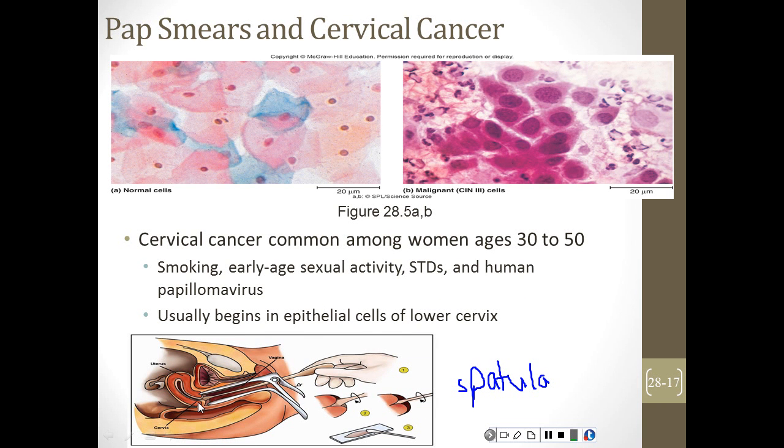Okay, remember we talked about there were 2 areas. We have the internal os, then we have the external os. But that's that area that they're going to scrape. Okay, this is the area that you usually see the changing of these epithelial cells, and that's why they scrape here, just to make sure that everything will be okay. Okay, let's go down to the next slide.